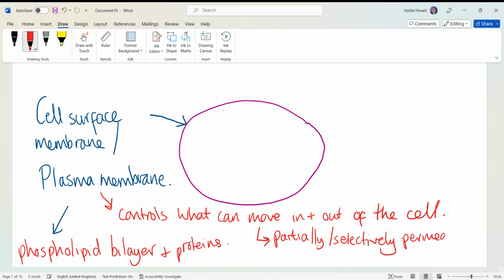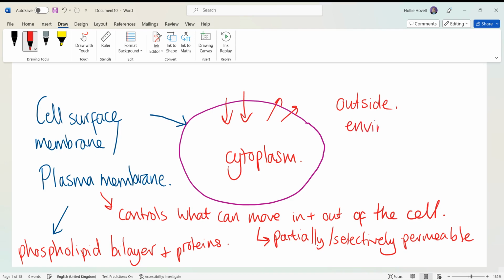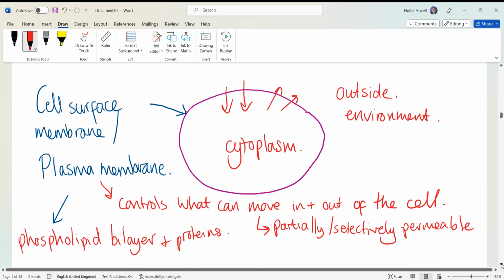Okay, so some things are going to go into the cell, some things are going to move out of the cell, some things go straight through the phospholipids, some things have to go through the protein, but it controls what can go in and out of the cell. And it separates this substance inside the cell, which is called the cytoplasm, from the substance on the outside of the cell, from this outside environment here. So it's just a membrane that separates those two places, really. Okay, so it controls what passes through and separates the inside of the cell from the outside of the cell.